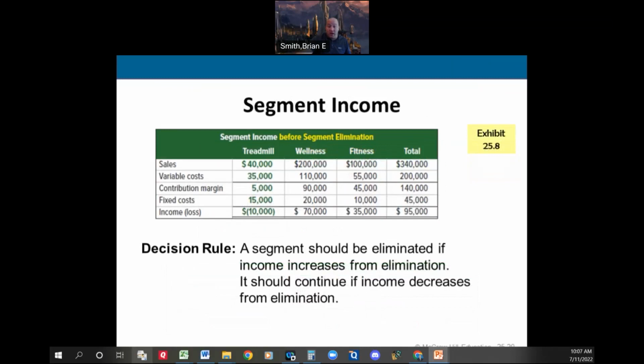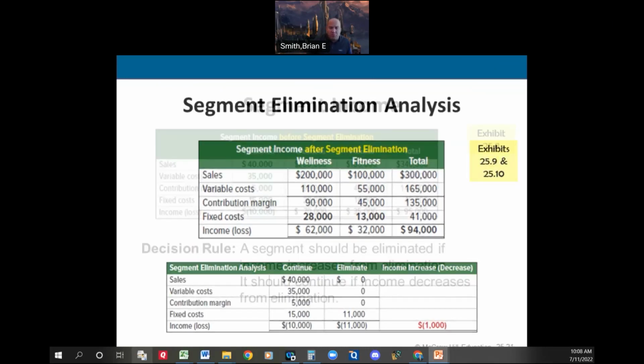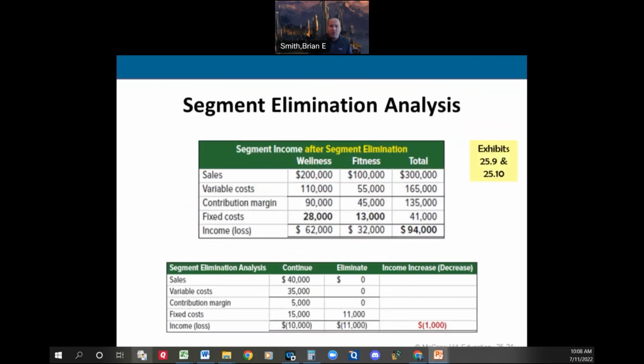Sorry, 14,000 of these were fixed costs that were assigned to treadmill, but 1,000 of these would be ones that would have to be spread out amongst the other ones. So I'm looking at variable costs. Let's just compare those. Variable costs are going to be the same for the wellness and fitness. So now we're going to have fixed costs and fitness increase their fixed costs, and we're at a worse situation than when we discontinued our treadmill operations.